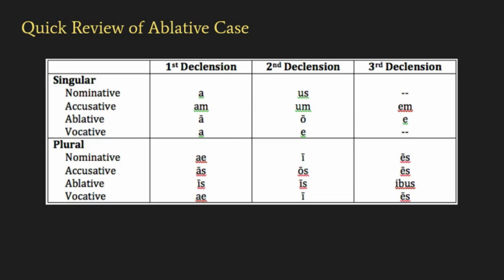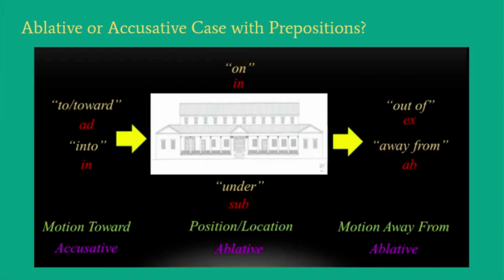And again, if we go back, you'll see the am ending is first declension accusative singular, ad vilam, right, toward the house. The same as if I'm going into the house, right? So if you're not in the house already, but I'm going into it, I would express that with an accusative case noun in Latin in my prepositional phrase. So I'd say in vilam.